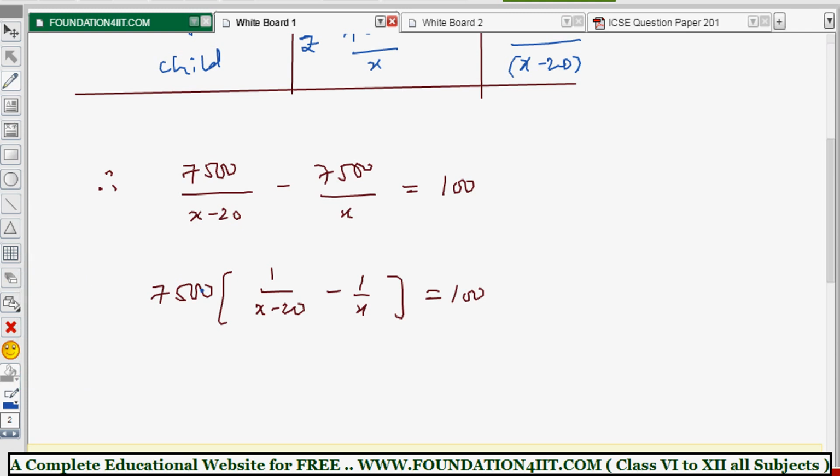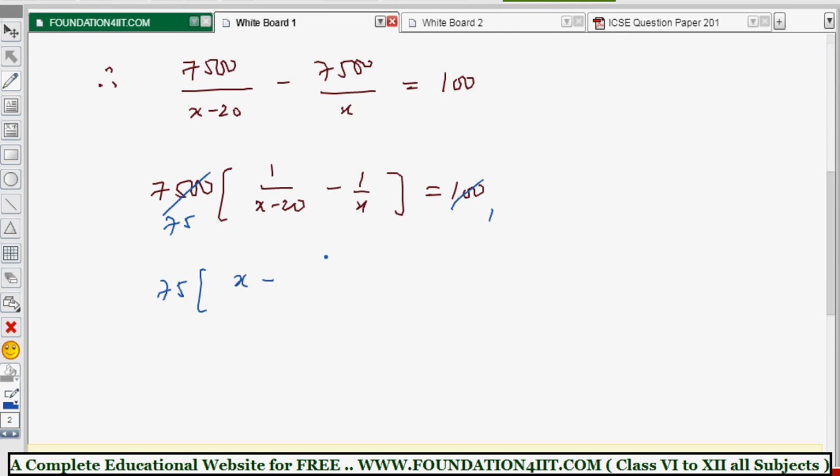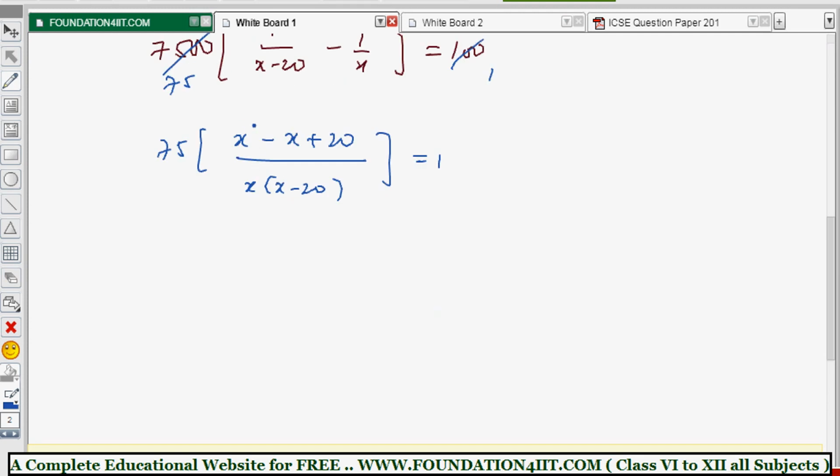This will simplify. 7,500 divided by 100 is 75. So 75 into x minus of x minus 20, that is x plus 20 by x into x minus 20, is equal to 1. And plus x minus x get cancelled. 75 into 20, 1500 is equal to x into x minus 20. That is x square minus 20x is 1500.